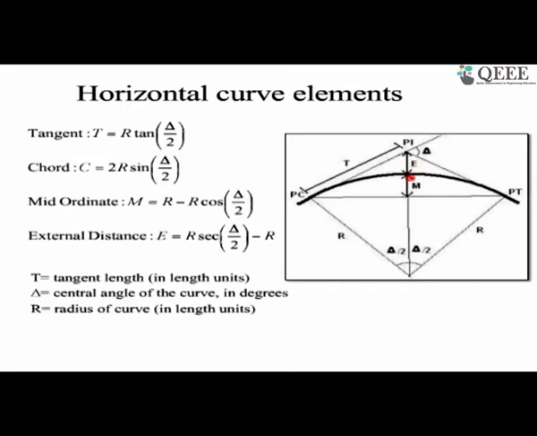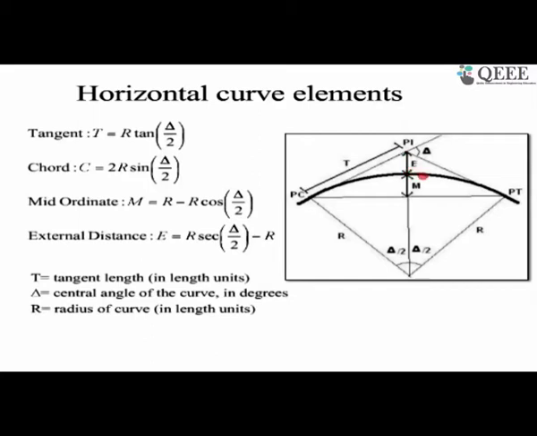So if we know this is R minus R cos delta by 2, this is R cos delta by 2, this will give you the mid ordinate. Then we also need to know the external distance, which is this E. This is again for the curve set up in the field.